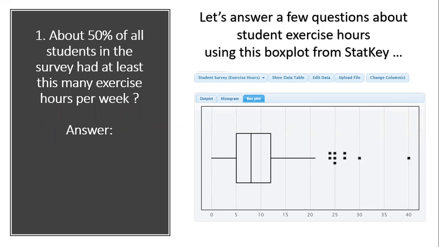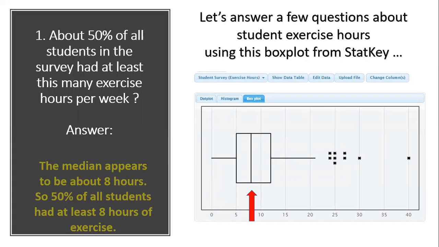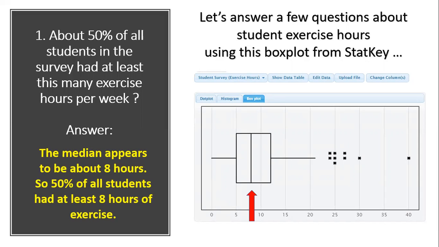First question based off of this box plot: about 50% of all the students in the survey had at least this many exercise hours per week. What is that number of exercise hours? Well, the value that has 50% of students above it would also have 50% of students below it. That would be, of course, our median value. And remember, in the box plot, that is the line that goes somewhere inside of the box. Here we can see that it's right at about 8 hours. Since the median appears to be about 8 hours, that is the answer. About 50% of all the students had at least 8 hours of exercise per week.